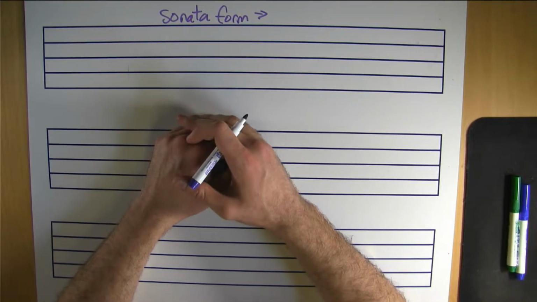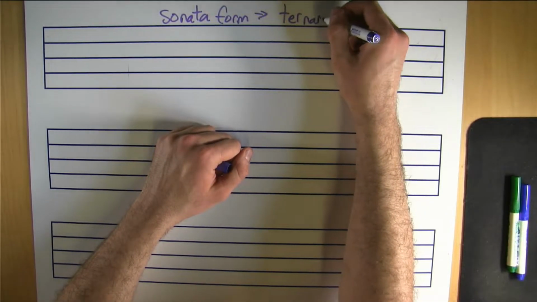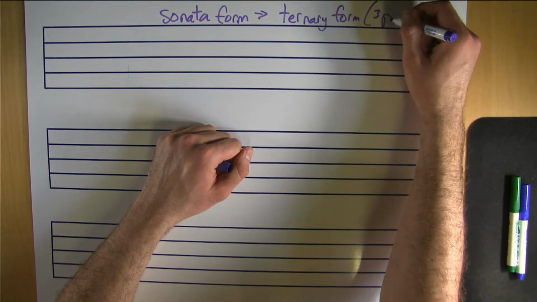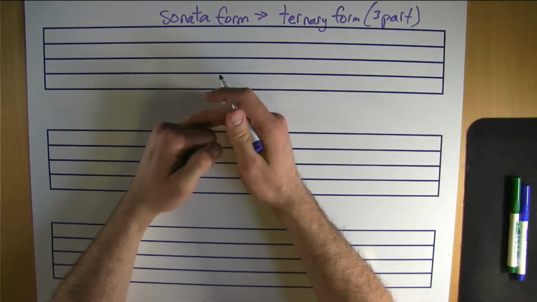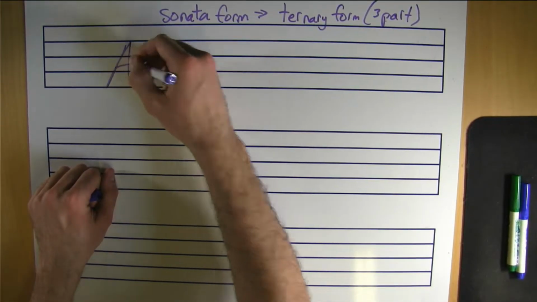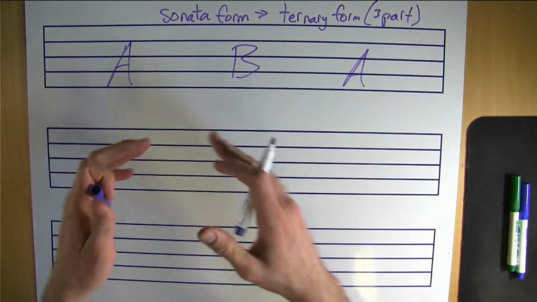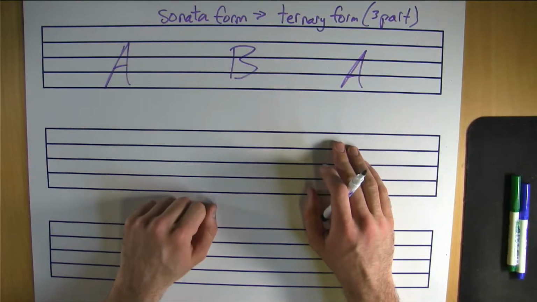So essentially, sonata form is a ternary form. Ternary means three parts. So that's what it is at its core. You have basically an A section, a B section, and an A again. That's what ternary form is. But sonata form goes deeper than that.